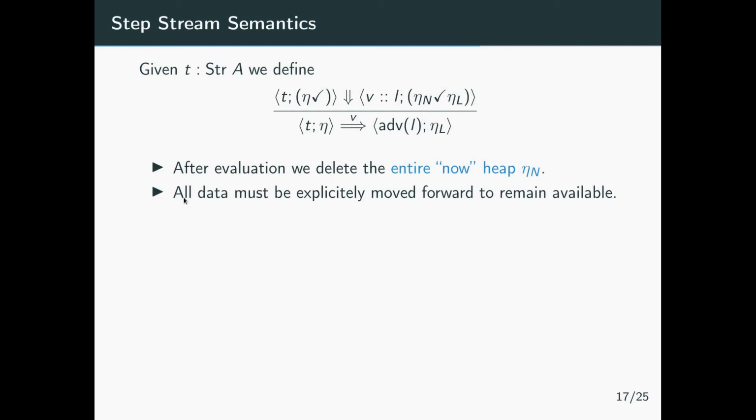Okay, so if you want data to be retained across these steps, it must either be in the form of something delayed or some stability construction, but either way you have to explicitly move it forward in time because otherwise it's deleted. And this is what we mean by removing implicit time leaks, implicit space leaks. Data is not retained unless you explicitly do it.